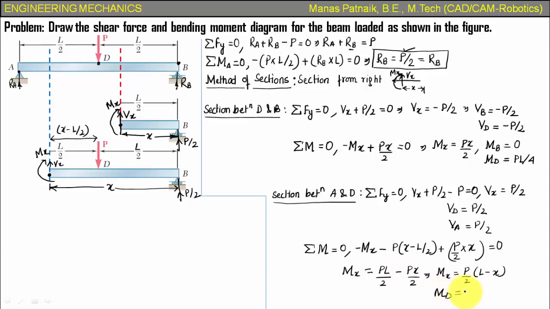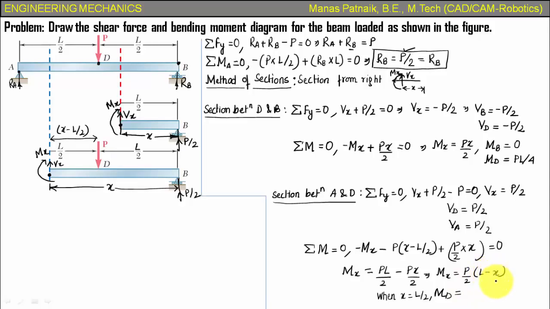So bending moment at D will be equal to, you can say, the value of x has to be taken as L by 2. So when x is equal to L by 2, you're going to find the bending moment at D, and when x is equal to L, you're going to find the bending moment at A. It's that simple. So when x is equal to L by 2, we'll be getting the value of bending moment at D, and let's put in the value of x as L by 2.